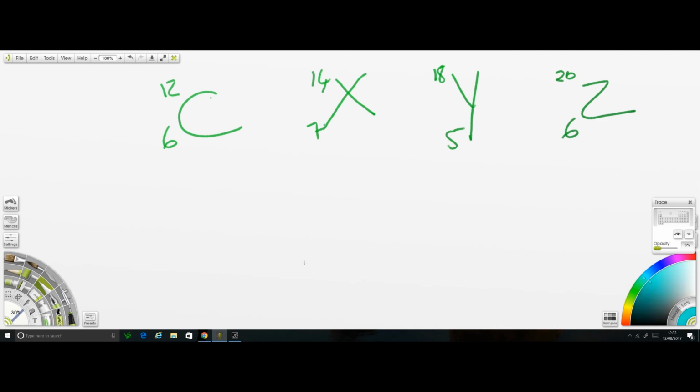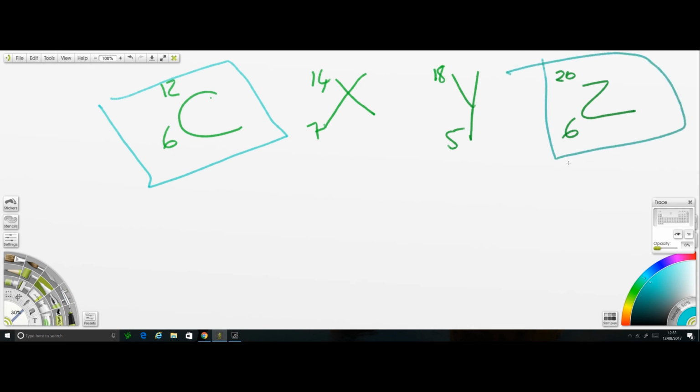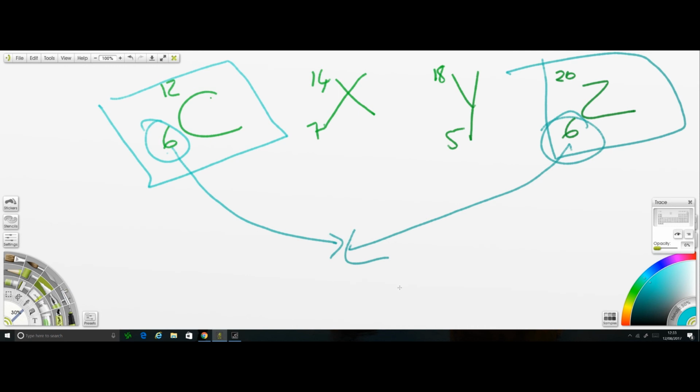So what you should have said, just by looking at them, is that this one here and this one here are isotopes, because they have the same number of protons and electrons. This has 6 protons and 6 electrons, this has 6 protons and 6 electrons, but it's going to have a different number of neutrons. So the neutron count here is 12 take away 6, which is 6, and the neutron count here is going to be 20 minus 6, which is equal to 14. So you've got the same number of protons and electrons, which is 6, different number of neutrons, and that's our definition of an isotope.